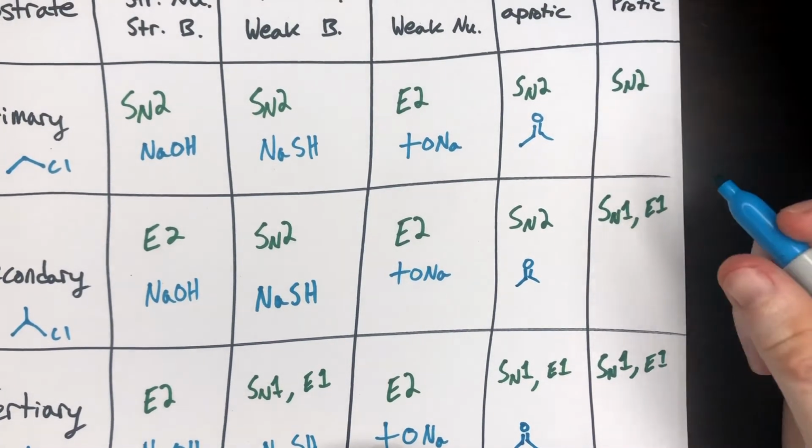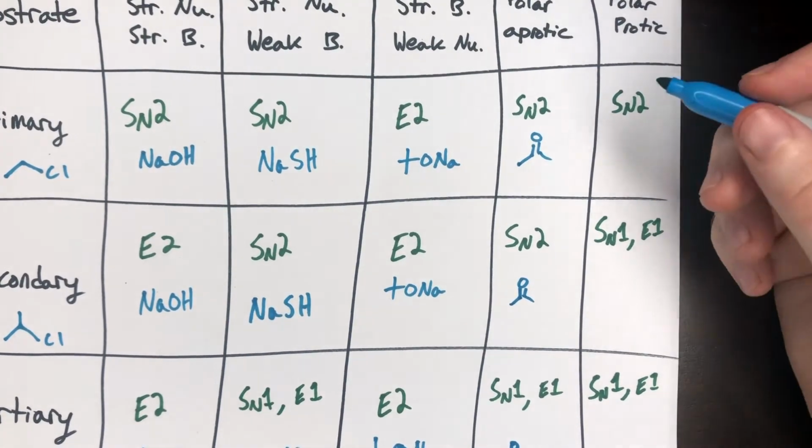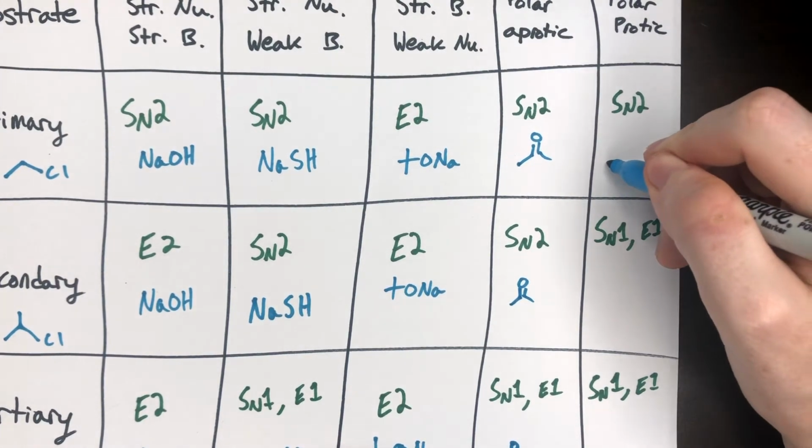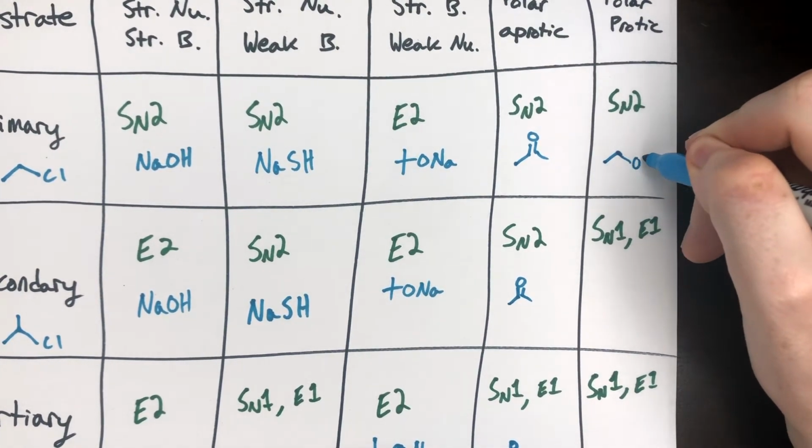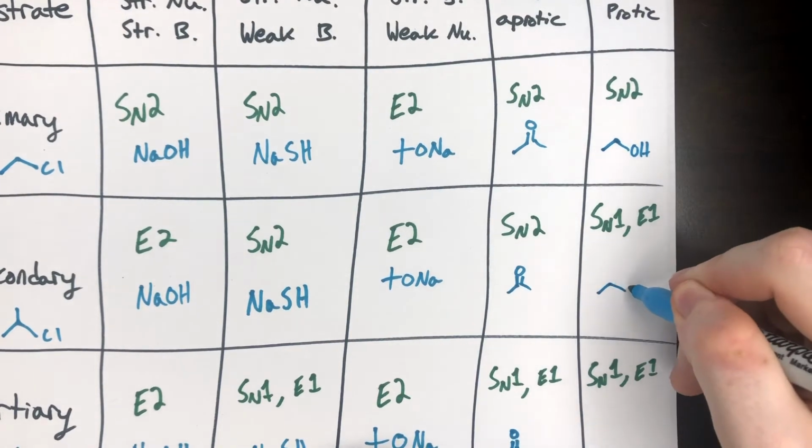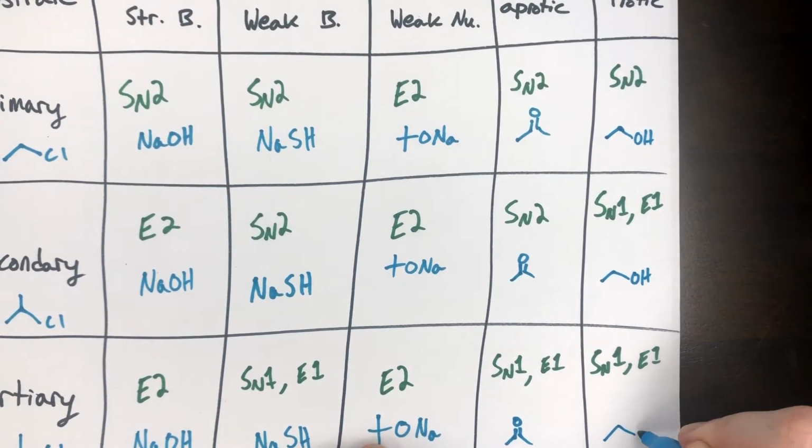Okay, now a polar protic solvent can have hydrogen bonding, so something like water or an alcohol, let's just keep it as ethanol here for this example. These would be polar aprotic solvents, stuff like this.